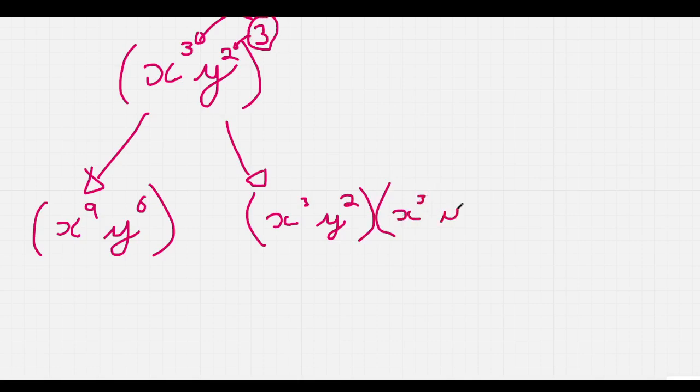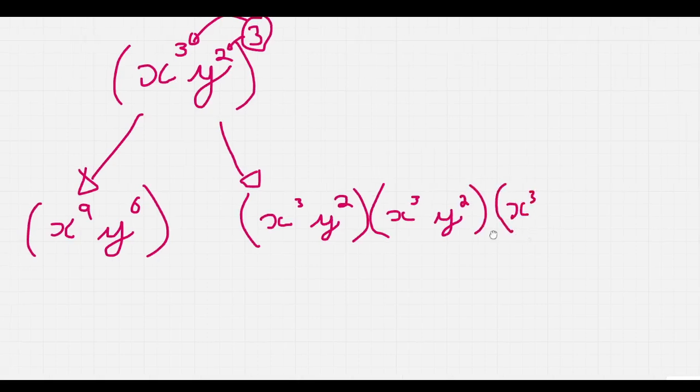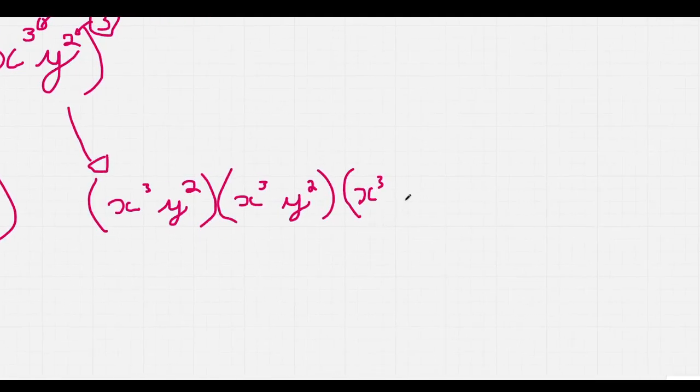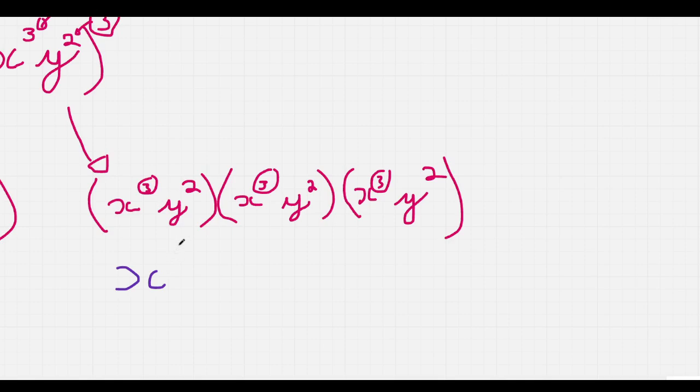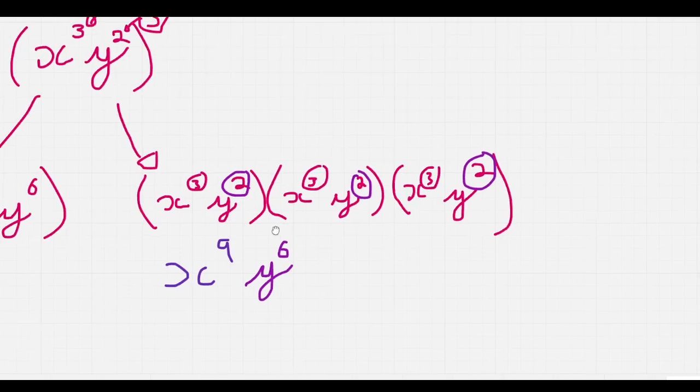x to the 3, y to the 2, x to the 3, y to the 2, x to the 3, y to the 2. If I multiply this out now, it's going to become 3 plus 3 plus 3, which is x to the power of 9, and 2 plus 2 plus 2, which is y to the power of 6. I hope that makes sense.